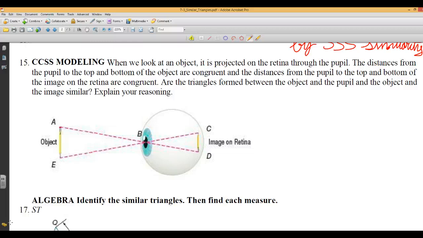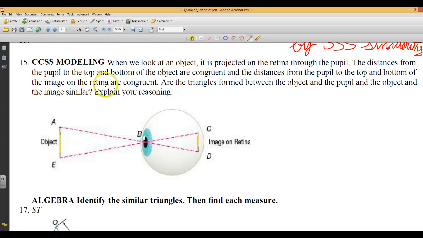And number 15, when we look at an object, it is projected on the retina through the pupil. The distances from the pupil to the top and bottom of the object are congruent, and the distances from the pupil to the top and bottom of the image on the retina are congruent. Are the triangles formed between the object and the pupil and the object in the image similar?